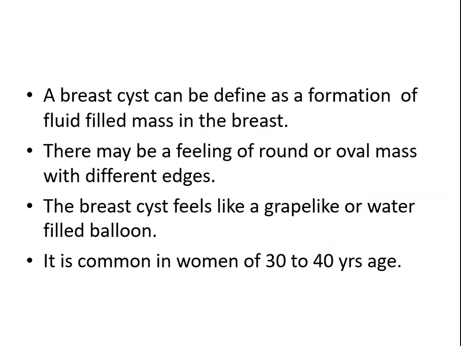So a breast cyst can be defined as the formation of a fluid-filled mass in the breast. So there will be a formation, meaning there is a fluid-filled mass. The mass, which is a cyst, is filled with fluids in the breast. The shape may be a round or oval mass with different edges. So the breast cyst can be a round or oval shape.